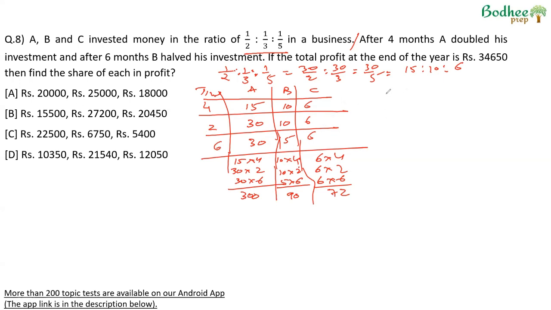Therefore, if you look at A, B, C, their ratio of investments, or ratio of profit, will be 300 is to 90 is to 72. We can divide this by 6: 50 is to 15 is to 12. And therefore, the profit of A will be 50 upon 77 of 34650. This will be the profit that A will get.